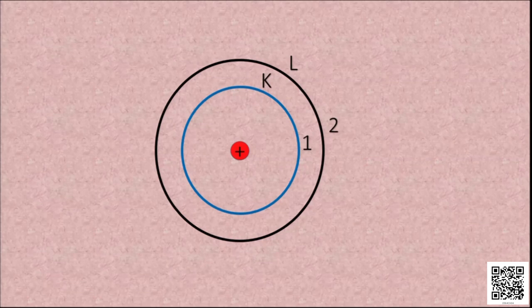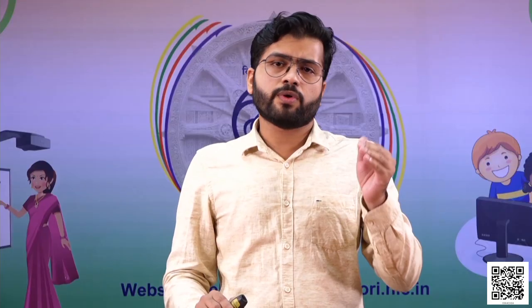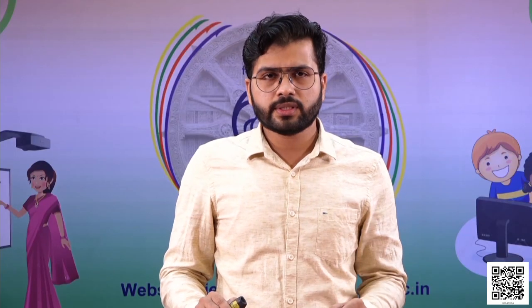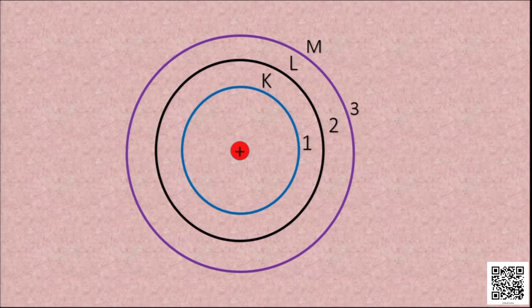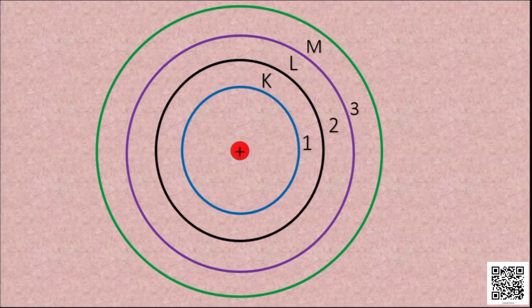As we go further away from the nucleus, the energy of the shell or orbit gradually increases. So K, as it is nearer to the nucleus, will have the lowest energy. As we go far away from the nucleus, the energy gradually increases. The next shell after L is the M shell, where the n value is 3. The next higher shell is the fourth shell, that is the N shell, where the value is 4. So we can arrange them as K, L, M and N, and it can go on further like 1, 2, 3, 4, 5, and so on.